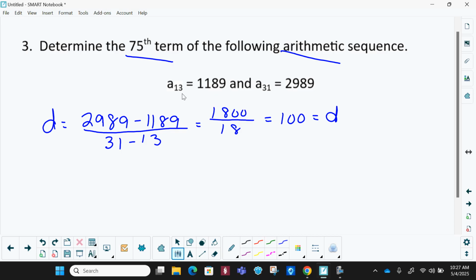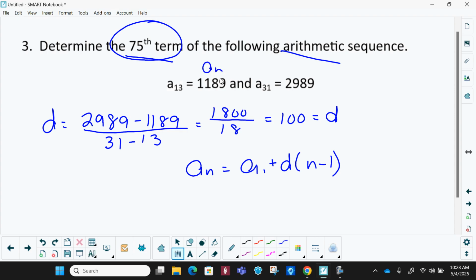So now then we have choices. We have to find the formula. So this is a sub n equals a1 plus d times n minus 1. So before I can find the 75th term, I need my first term. So we do have choices. You choose the one you think is the prettiest. And I'm going to go with this one.